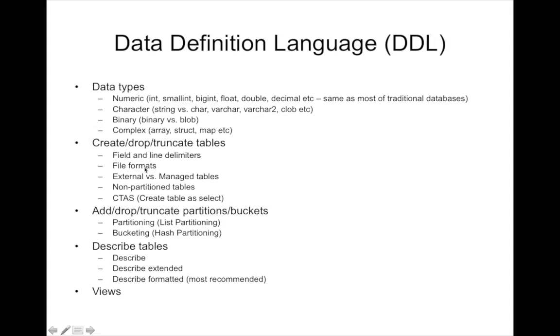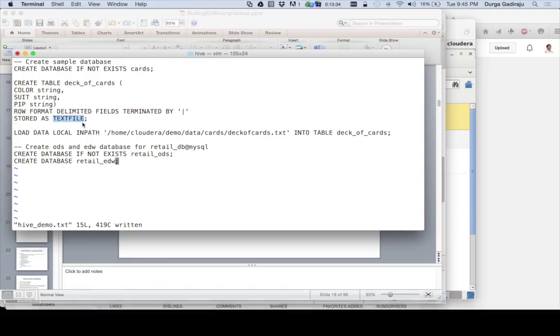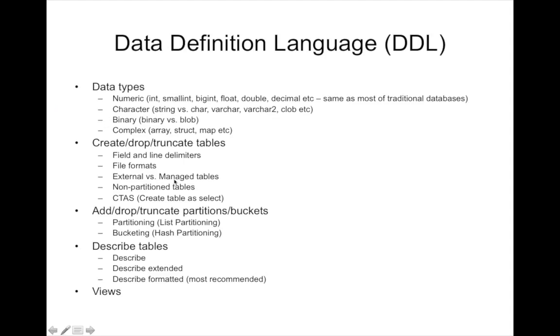And the file formats, as I have explained earlier, you can specify whether it is text file or sequence file or some other file depending upon the requirement. And you will see two types of tables in Hive: external and managed tables. Don't get confused or relate the external tables in Hive with external tables in the traditional databases. In Hive, all the tables are similar to external tables in traditional databases. There are a few differences. One is in the create table syntax itself.